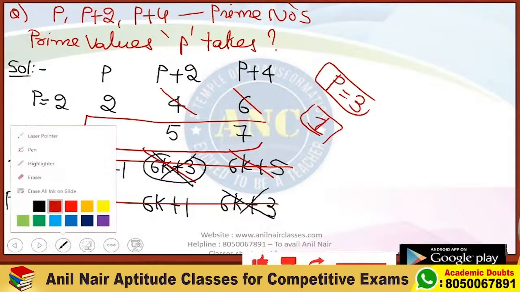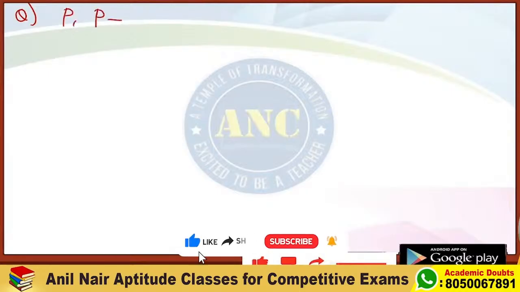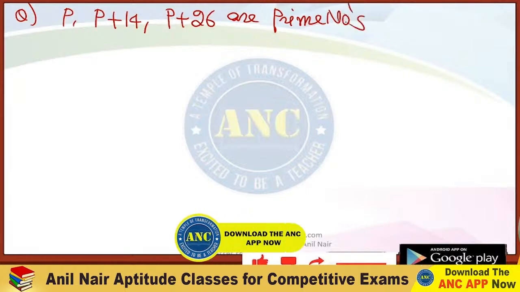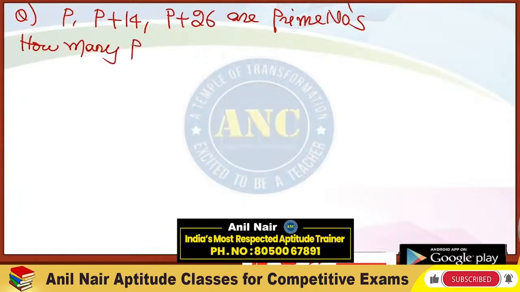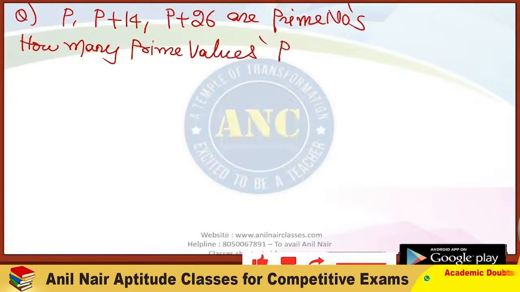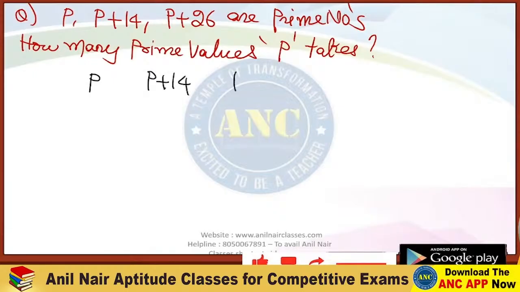First question done. Second one. P, P plus 14, P plus 26 are prime numbers. How many prime values can P take? Listen carefully. We will solve with the same idea. How many prime values can P take? P plus 14 and P plus 26.